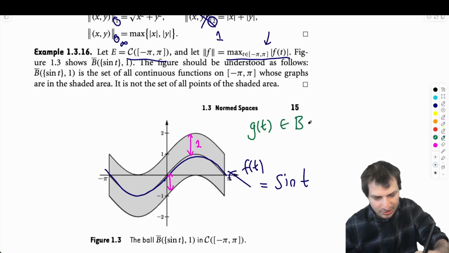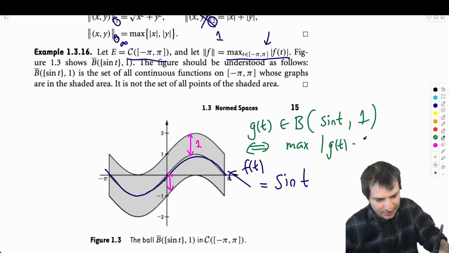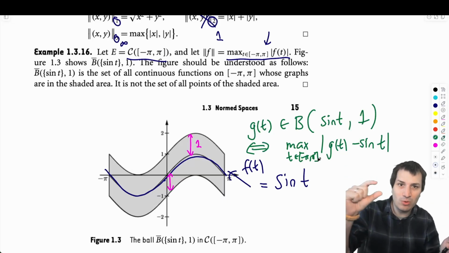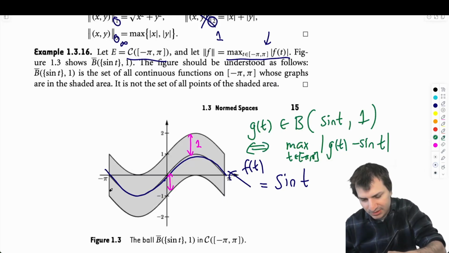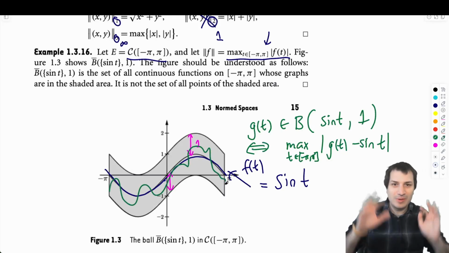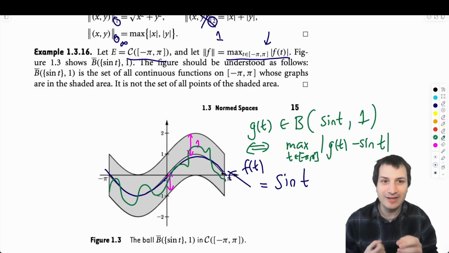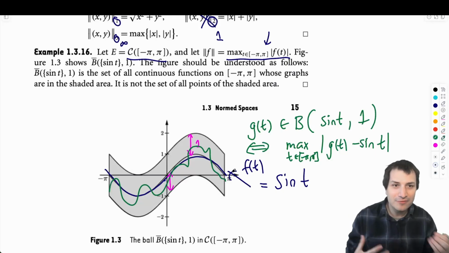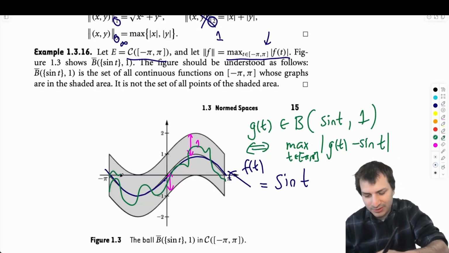g of t is in the ball around sine of t, comma 1, if and only if the maximum difference between g of t and sine of t is less than 1. So the maximum over all possible t's has to be less than 1, and that means the furthest away it ever gets is distance 1 away from the original function. So for example, here is some weirdo function that is in this space. That is a totally valid function that is in there. It's a continuous function, and its maximum distance from f of t equals sine t is less than 1. So any possible function like that.